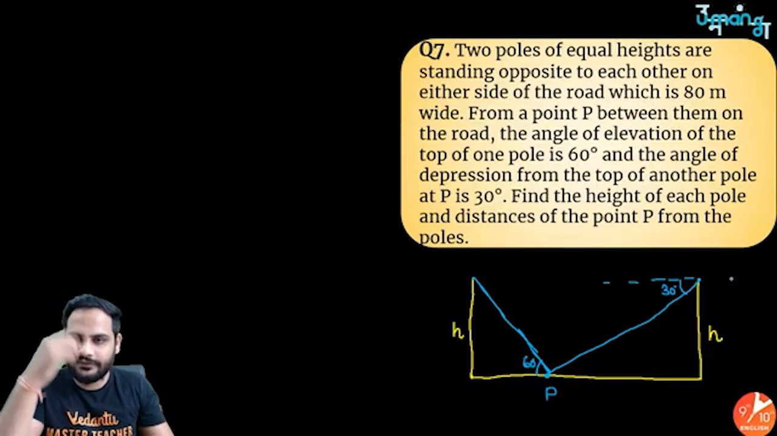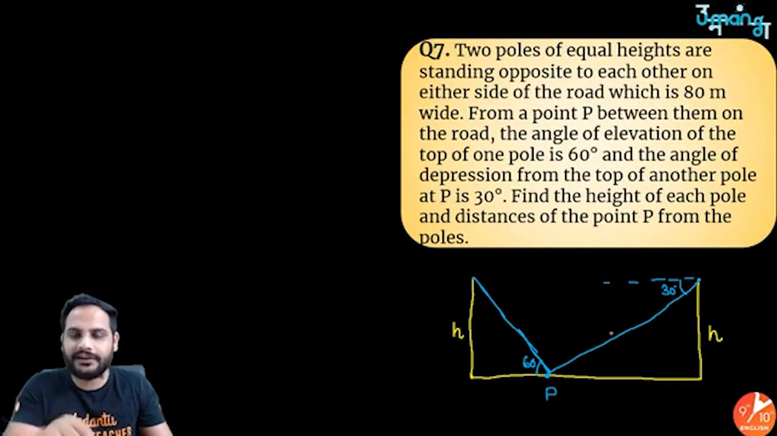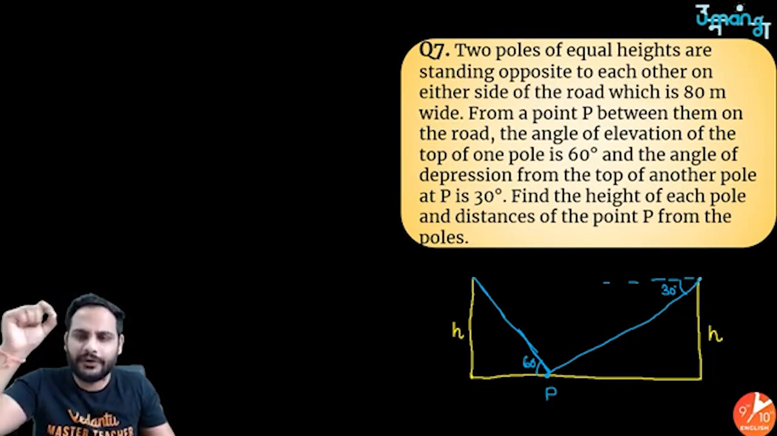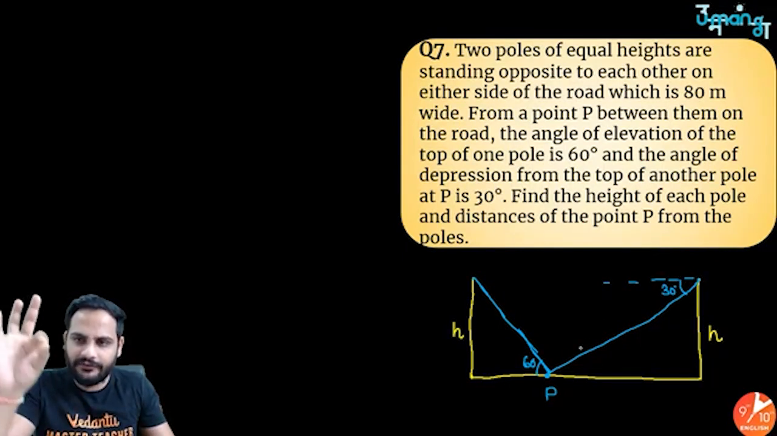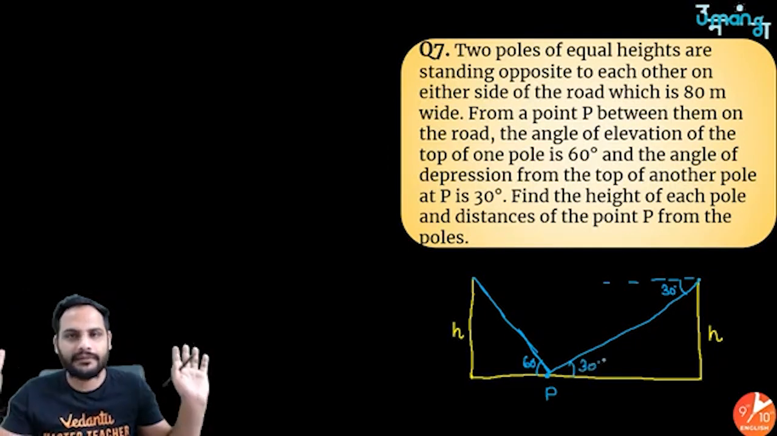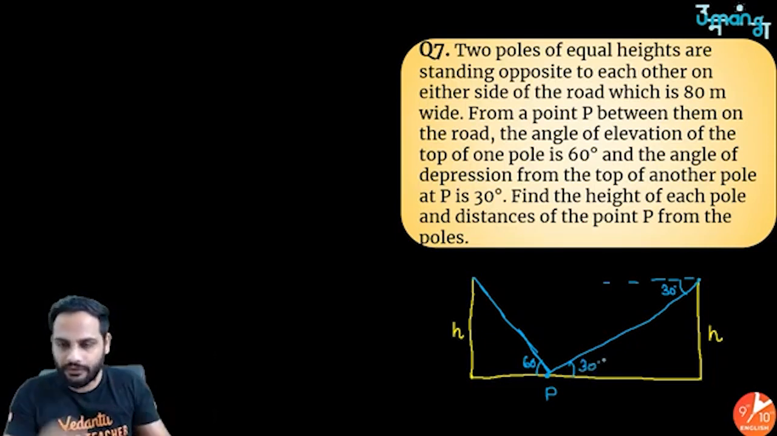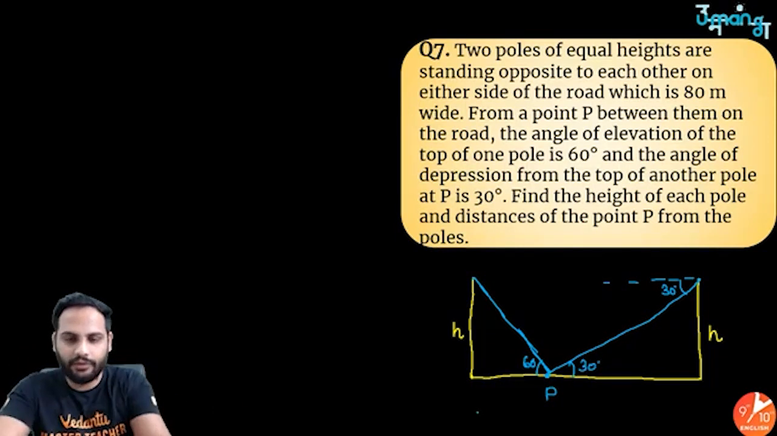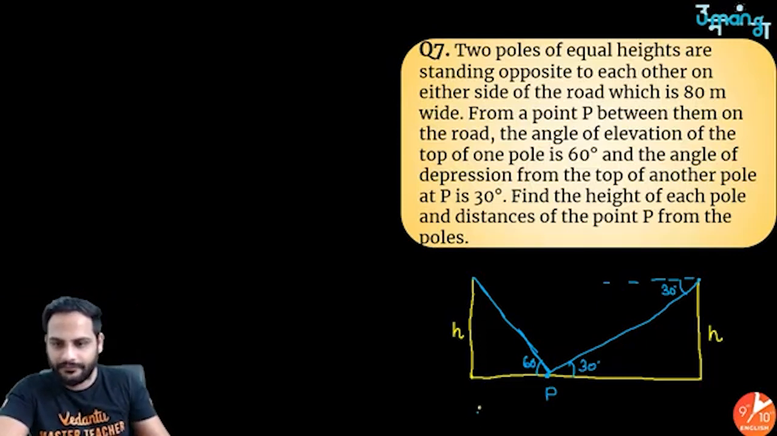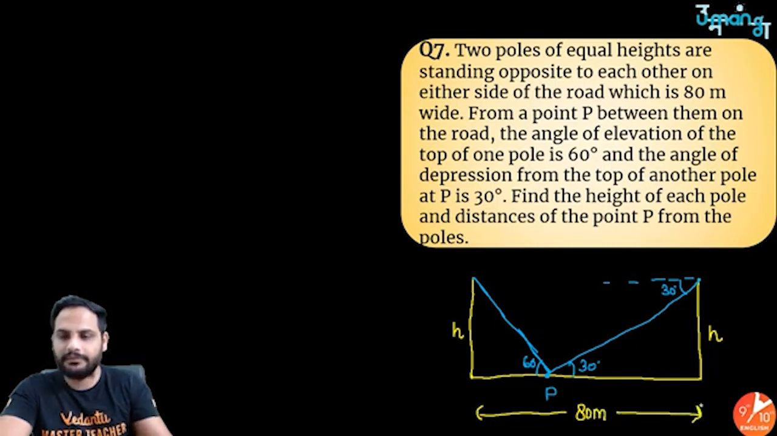Got it? So instead of giving you directly that this angle is 30 degree, they have just made one more step, made the question a bit confusing, that from the top of another pole, the angle of depression of the point P. So from the top of another pole, join it with P, horizontal line over here, this angle is 30. So by interior alternate angle, this angle again will be 30 degree. As simple as that. Now I know, sir, the total road is of length 80 meters. The width of the road is given as 80 meters.